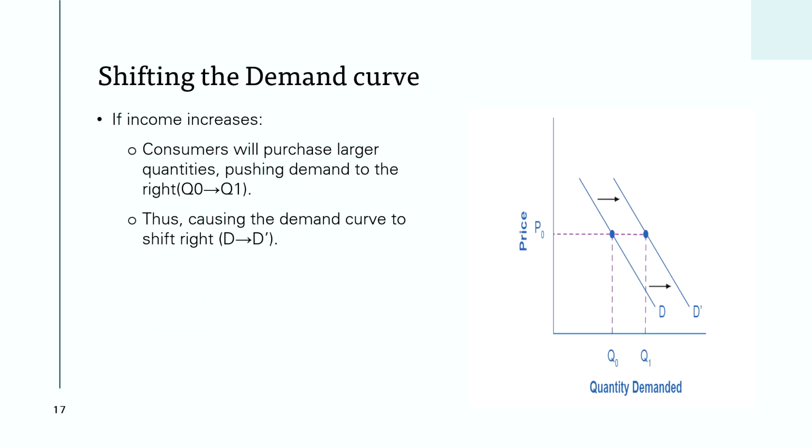Here's an example of a demand shift. When income increases, consumers can afford to buy more. This increases demand at every price level. For example, at the same price P0, the quantity demanded increases from Q0 to Q1. The entire demand curve shifts to the right from D to D prime. A rightward shift means higher demand, and a leftward shift means lower demand.